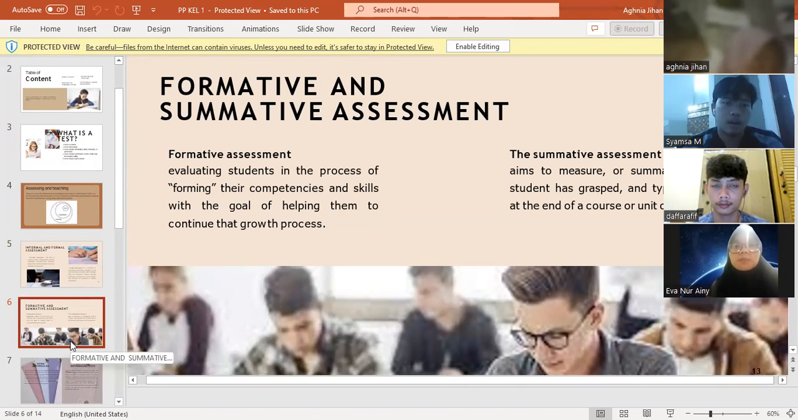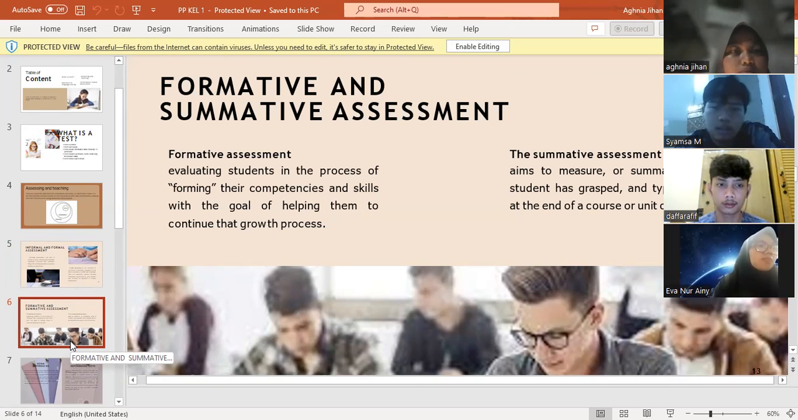Formative assessment is evaluating students in the process of forming their competence and skill, with the goal of helping them to continue to grow in the process. The key to success is information delivery by a teacher and internalization by the student of appropriate feedback on performance, with an eye towards the future continuation of learning.